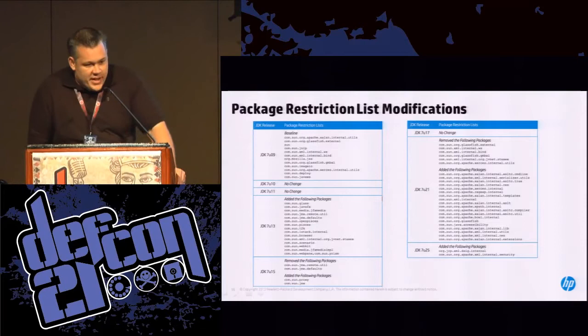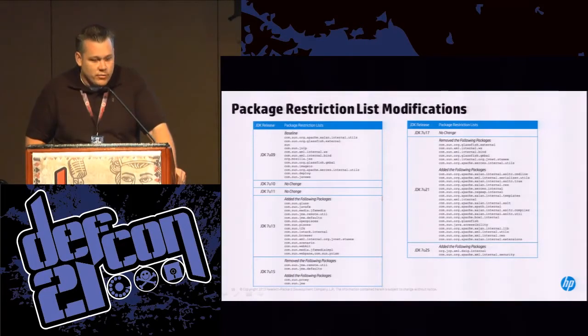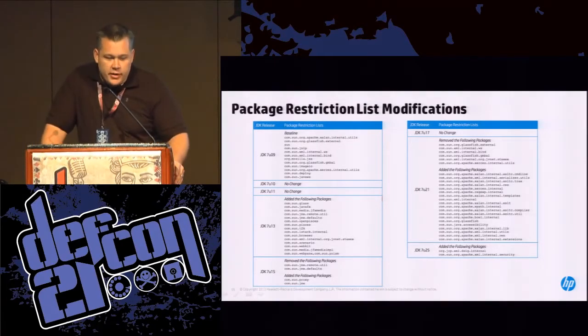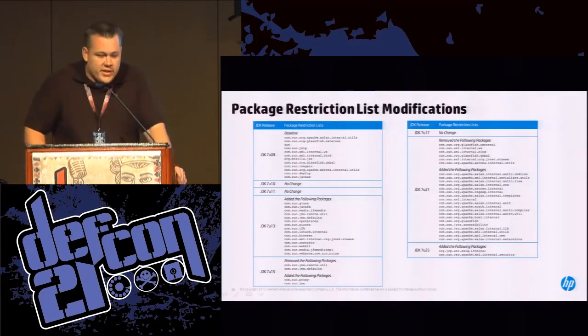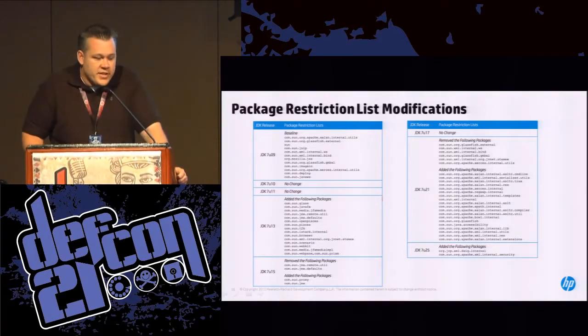What you see on the screen is the adjustments to the attack surface that they've made over the last several releases. We baselined it in U9, and they had about 12 packages in the restriction list. In U10 and U11 they didn't change it. In U13 they added another dozen or so packages to the package restriction list, and one of those packages is the Sun webpane package that we went over in the case studies. They're adding those as bugs are discovered and trying to tighten up the attack surface.